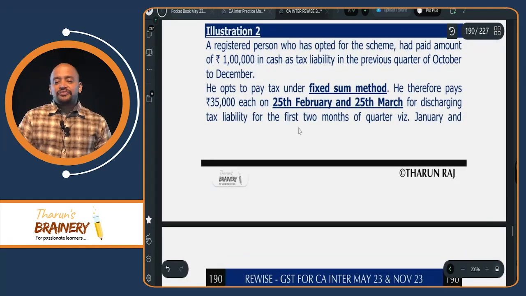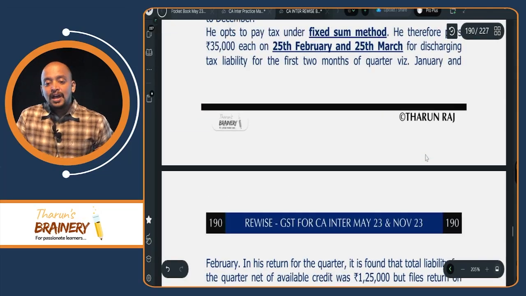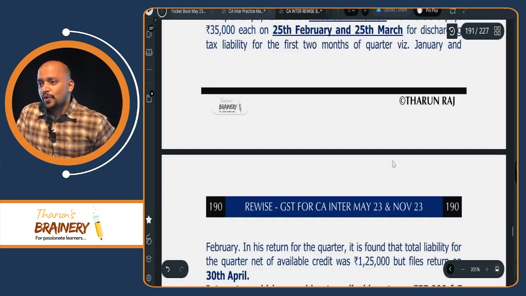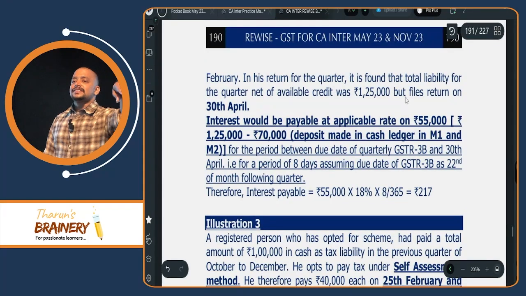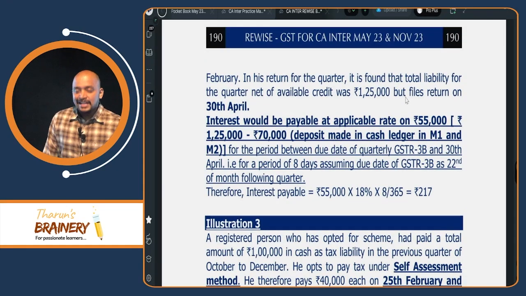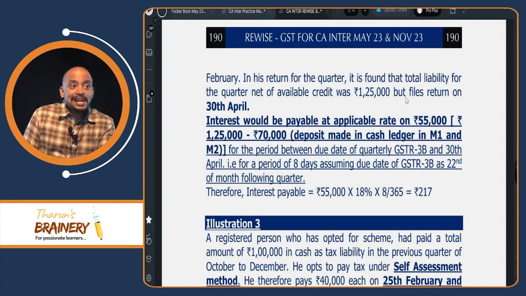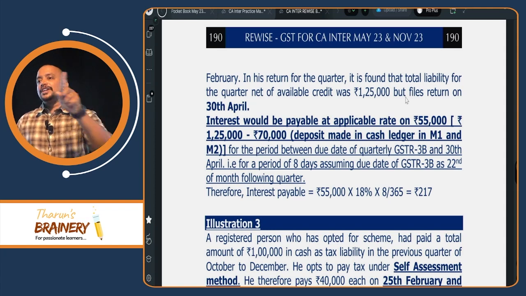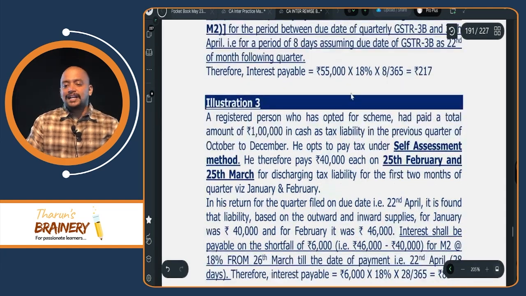So 1,25,000 is the total liability. How much already he paid? 70,000. Difference is what? 55,000. Why we are computing even though under fixed sum method? Because it is not on the difference that we computed. So they are paying it late beyond the due date of 3B. For that 8 days only we are computing this interest. So 55,000 into 18% into 8 by 365.